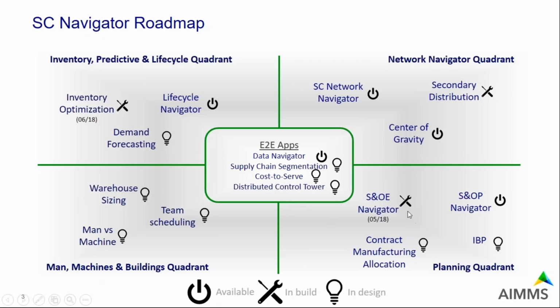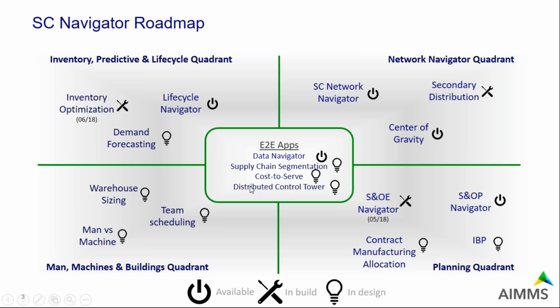And here what you see is SC Navigator. We were focused on S&OP, but analytics is across all of the applications that are either available now, or in build, or in design at the moment. So inventory optimization, you see, can be used in S&OP. Lifecycle Navigator can be used on its own. It can also appear in S&OP, or it can be used in network optimization over here.